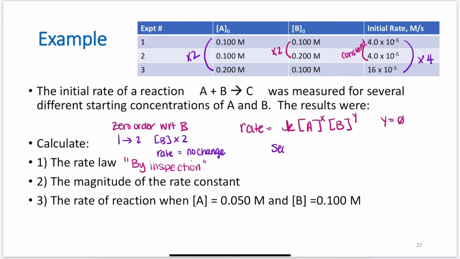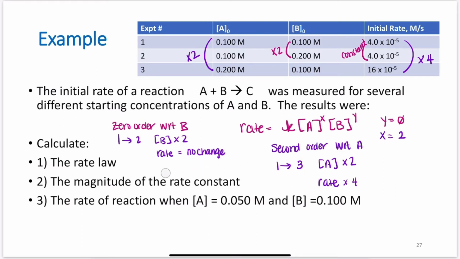That is second order with respect to A. Between reactions 1 and 3, the concentration of A was doubled, the rate was quadrupled. So then X is equal to 2. That's what I mean by the inspection method. I'm inspecting the changes in rates to determine the rate law.